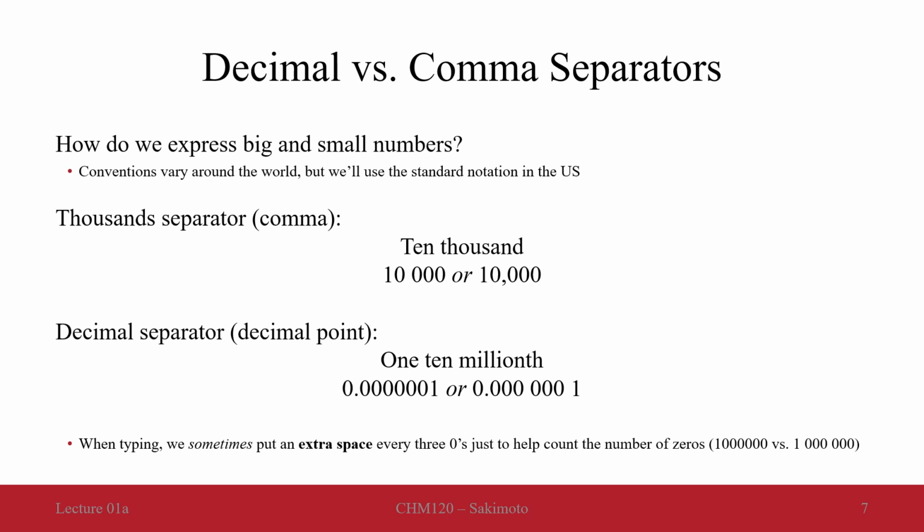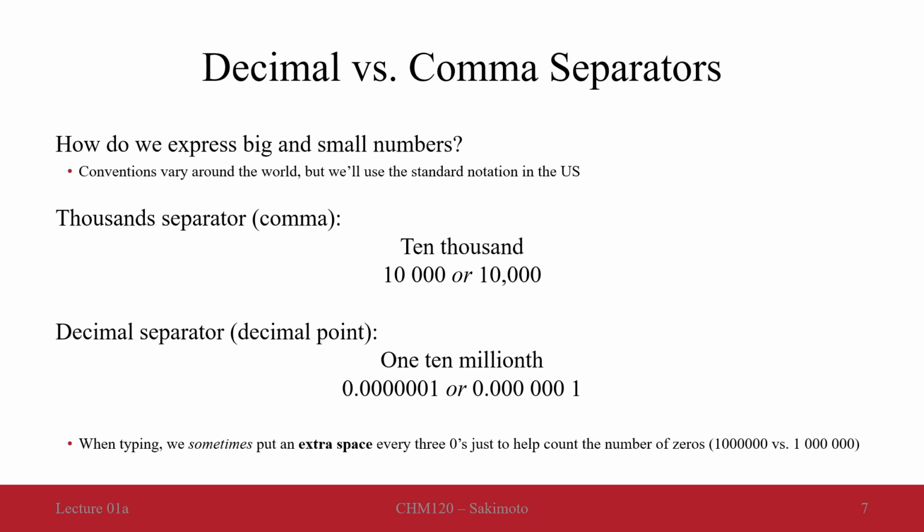In particular, if we want to denote a large number, something that has to be separated by the thousands, we use either a space, so no punctuation, or we use a comma to denote thousands of something. So in this case, you see 10,000 written in one of two ways. Both of those are acceptable.